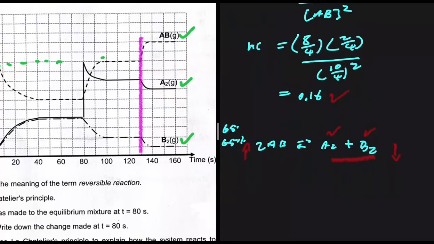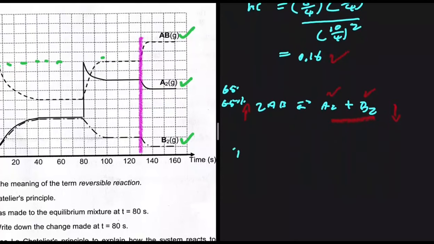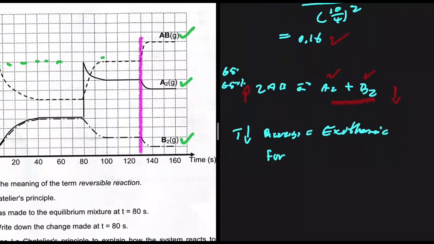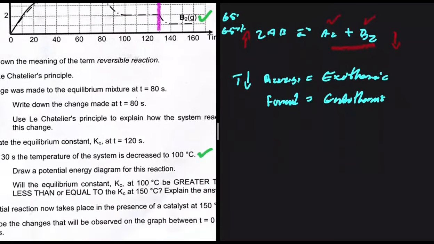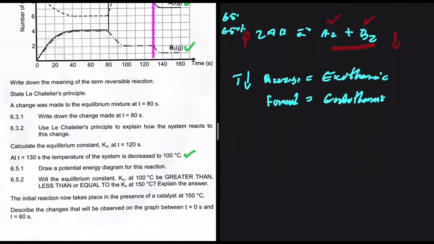So, a decrease in temperature, let's make sense of that. When the temperature was decreased, the reverse reaction was favored. Which reaction is favored by a decrease in temperature? That is exothermic. So the reverse reaction is exothermic because it was favored by a decrease in temperature, which tells us that the forward reaction is endothermic. Now we need to draw a potential energy diagram for a reaction where the forward reaction is endothermic.